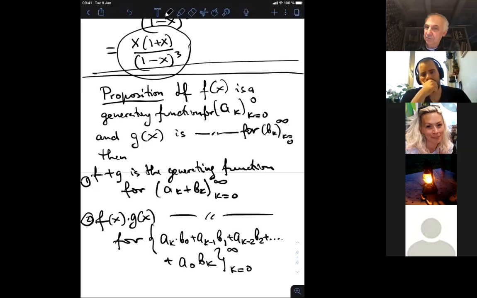Do you understand what I'm saying here? So the kth coefficient in the product would be a_k, the kth coefficient in A, times the zeroth coefficient in B, plus the (k-1)th in A times b_1. So the sum of those indices should be k. So k plus 0 is k, k minus 1 plus 1 is k, k minus 2 plus 2 is k, and so on and so on.